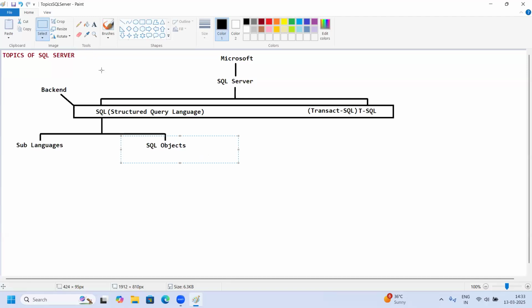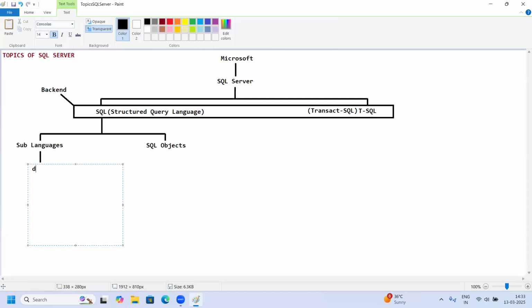Now, under sub-languages, we have all these things to study. DQL or DRL, one part. Second, DML, second part. TCL, third part. DDL, fourth part. TCL, fifth part.